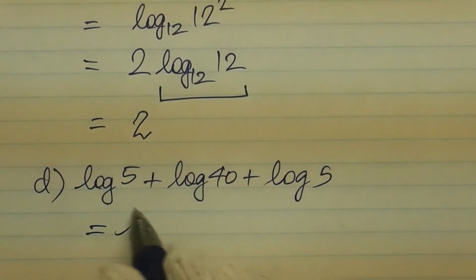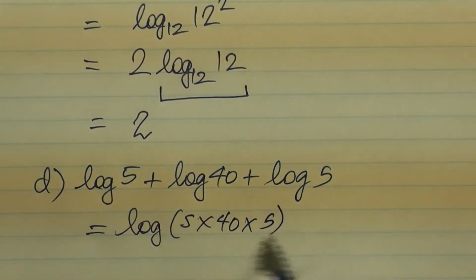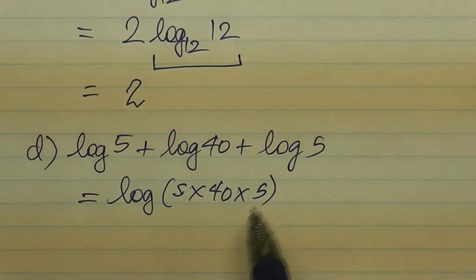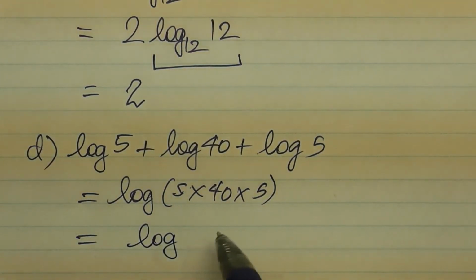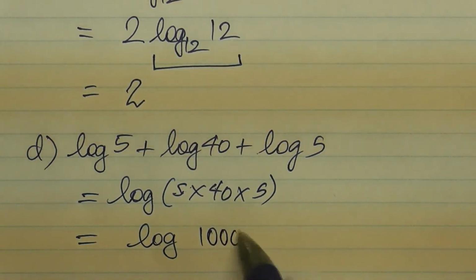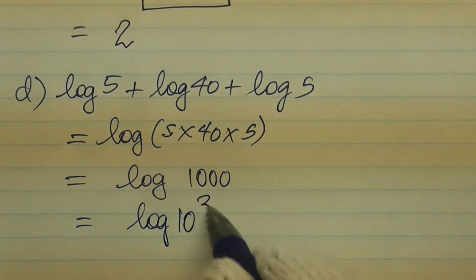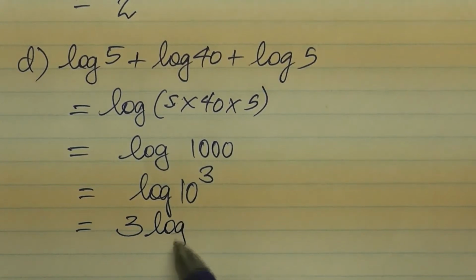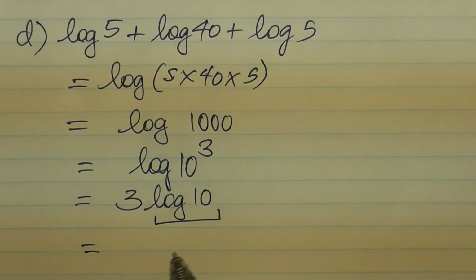So this is going to be the same as log of 5 times 40 times 5. 5 times 40 is 200. 200 times 5 is 1,000. So that's the same as the log of 1,000, which is the same as the log of 10 cubed, which becomes 3 times the common log of 10. This is 1. And so our answer is 3.